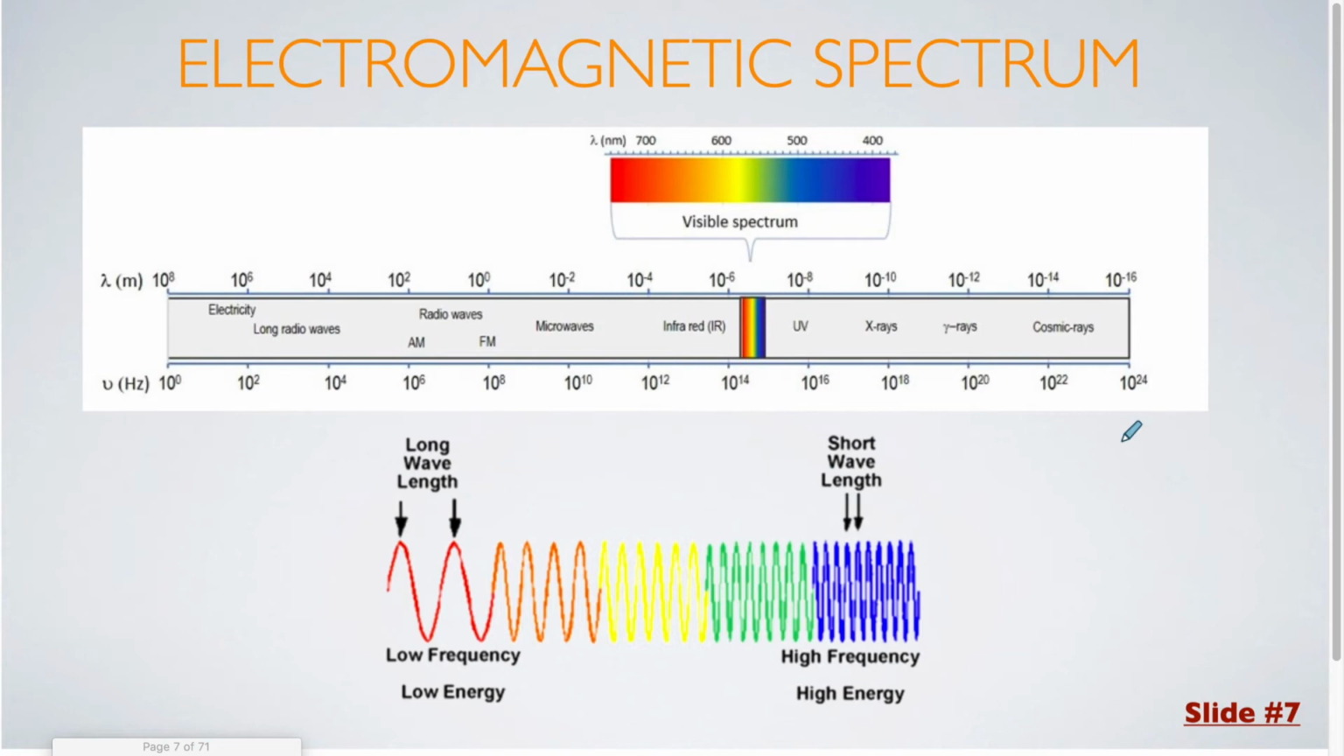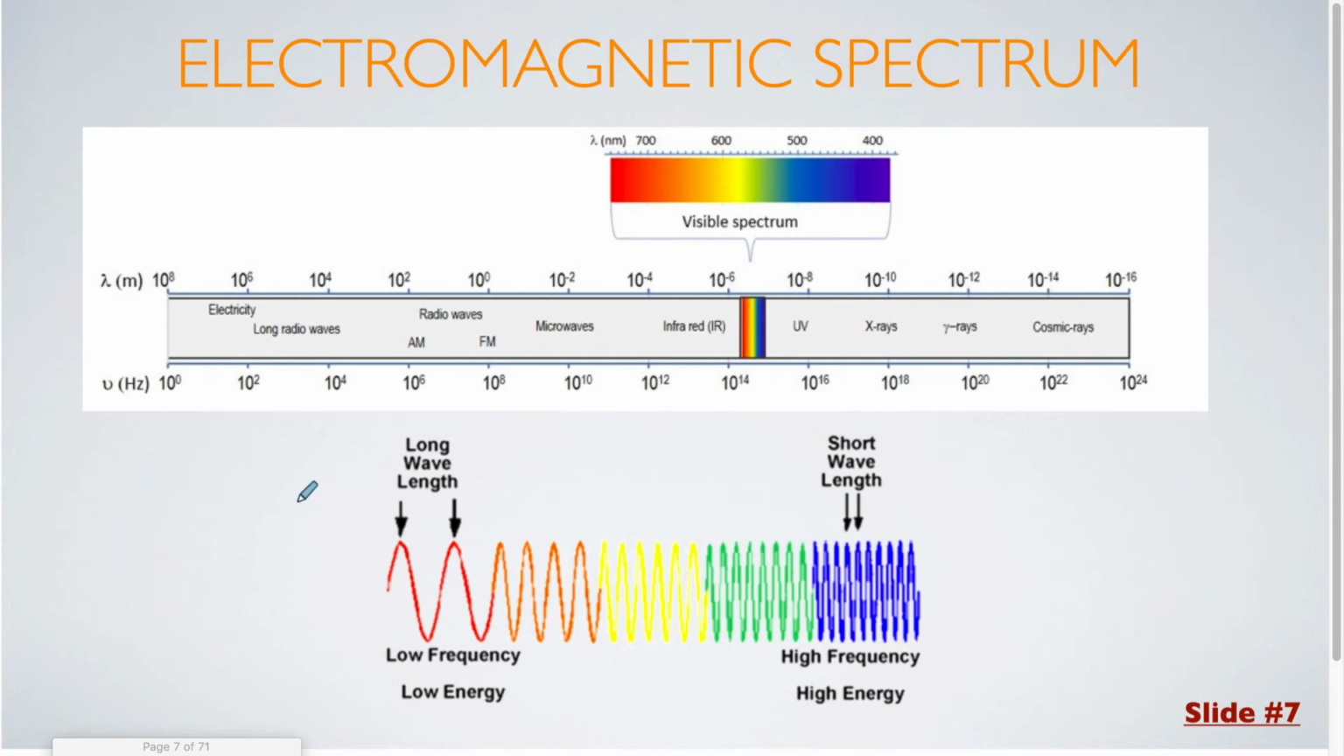Another thing that is related to both wavelength and frequency is energy. So as I have a high frequency, or as I have more waves, they are able to transmit more energy. If I have a long wavelength, which means not as many waves, that would be considered low energy.